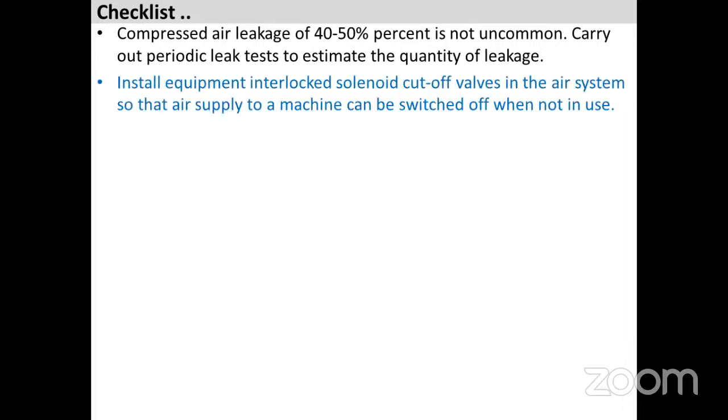Install equipment interlocked with solenoid cutoff valves in the air system, so that the air supply to equipment can be switched off when not in use. See this, sir. If a particular line is taken to a machine, whenever the machine is switched off, one interlock has to be made so that that particular line will be closed as long as the machine is switched off. So that no leakage will be there.